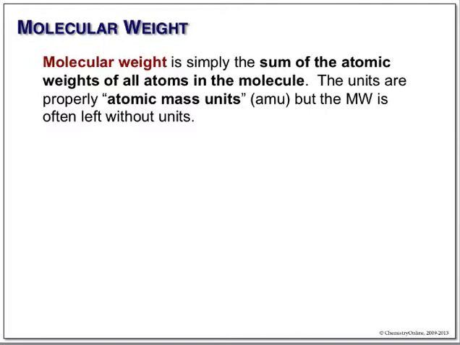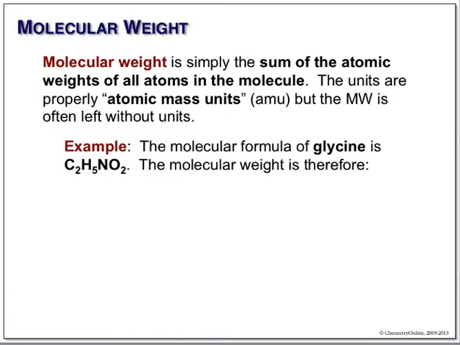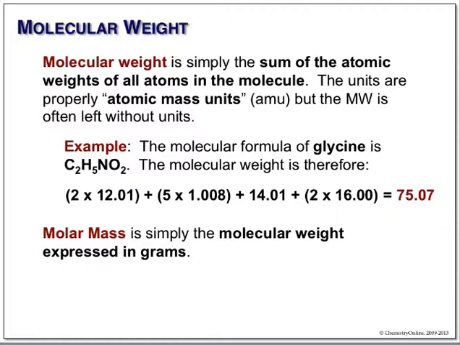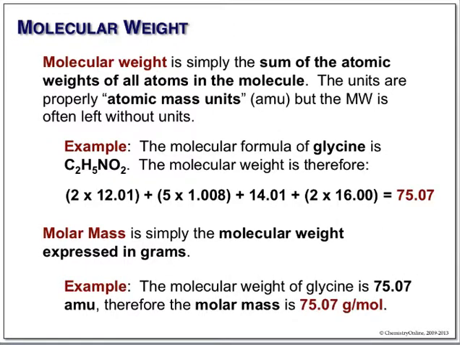Molecular weight. Molecular weight of a substance is simply the sum of the atomic weights of all the atoms in the molecule. For example, the amino acid glycine has a formula of C2H5NO2. To get the molecular weight, we simply add up the weights of each of the atoms, multiplied by the number of atoms, and in this case we get 75.07 atomic mass units. Remember, the molar mass is that expressed in grams. Therefore, the molar mass of glycine is 75.07 grams per mole.